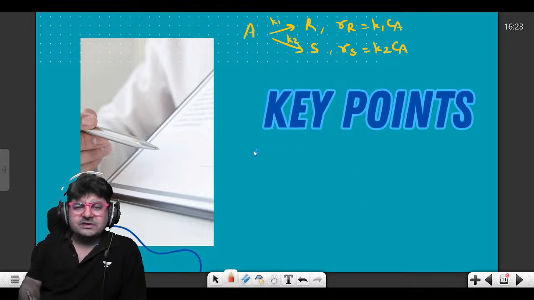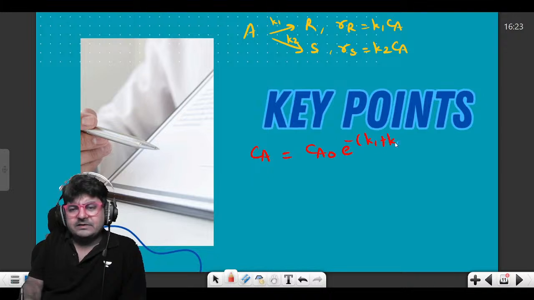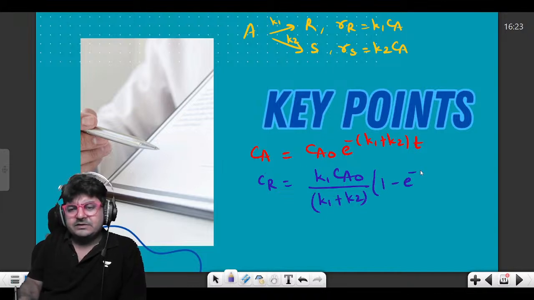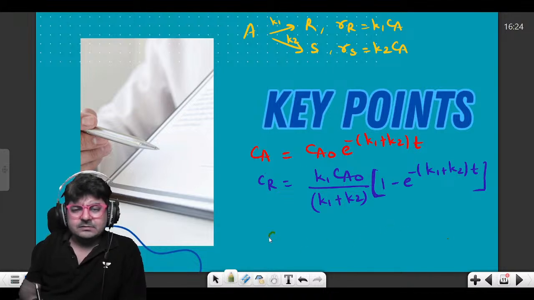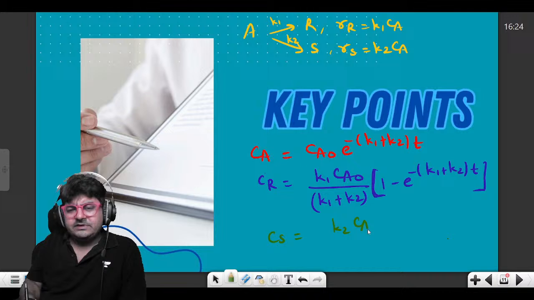So here you have the equations: Ca is equal to Ca naught into e to the power minus K1 plus K2 times of T. Cr is equal to K1 Ca naught over K1 plus K2 times of 1 minus e to the power minus K1 plus K2 times of T. And Cs is equal to K2 Ca naught over K1 plus K2 times of 1 minus e to the power minus K1 plus K2 times of T.